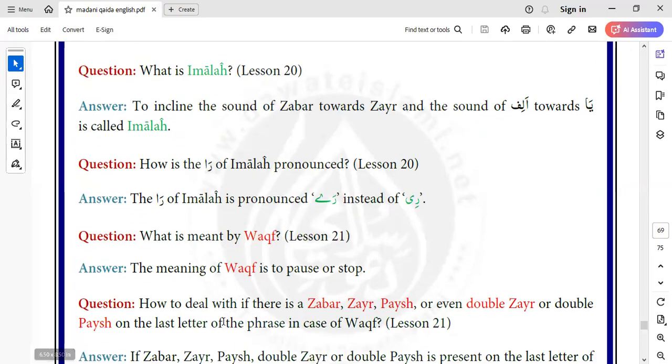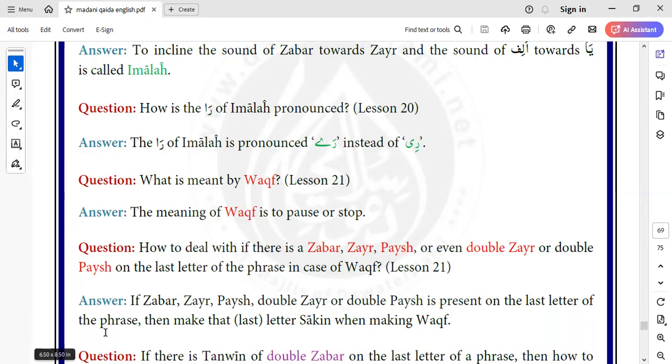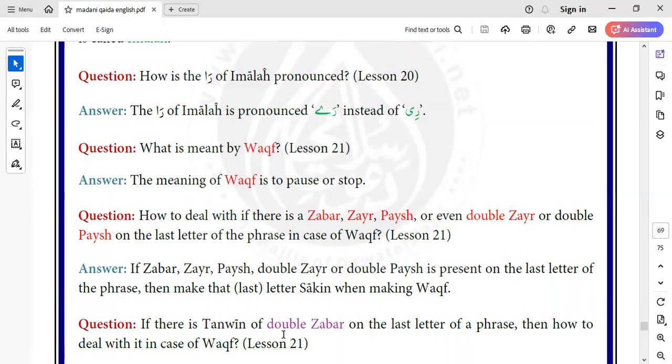Question. How to deal with if there is zabar, zer, pesh or even double zabar or double pesh on the last letter of the phrase in case of waqf? Answer. If zabar, zer, pesh, double zer or double pesh is present on the last letter of the phrase, then make that last letter sakin when making waqf.